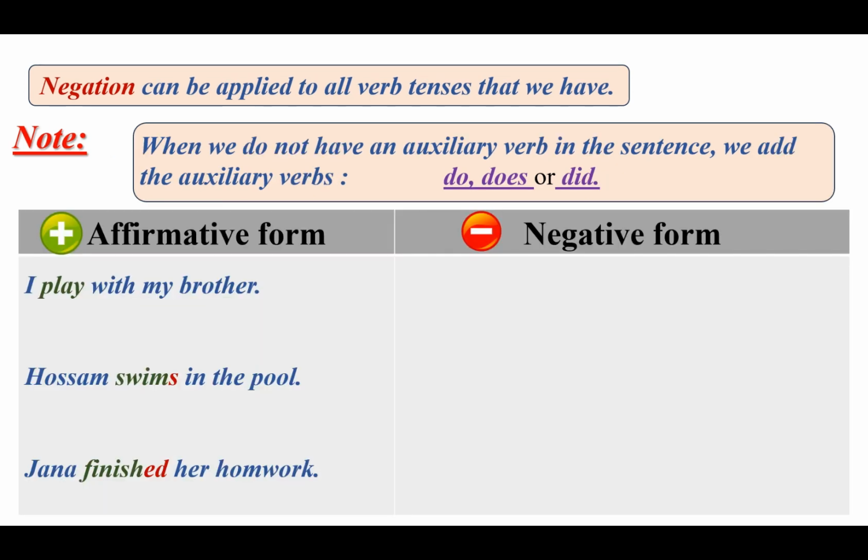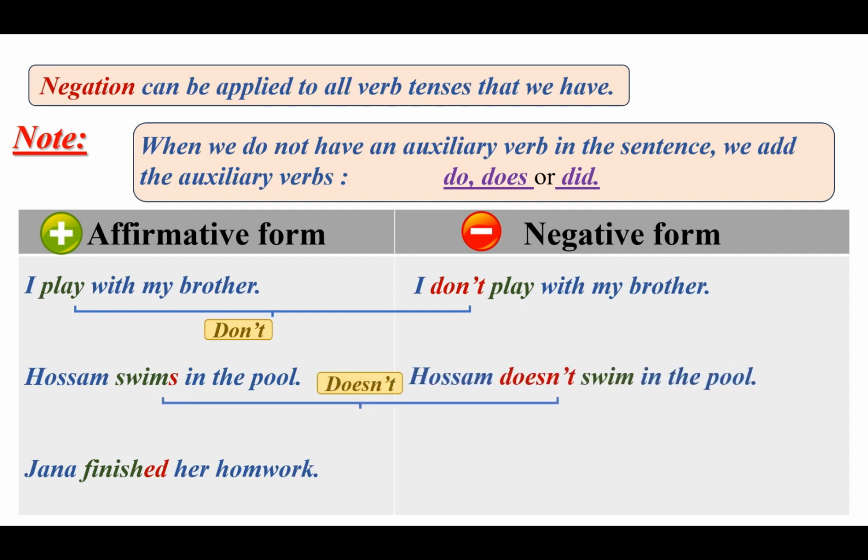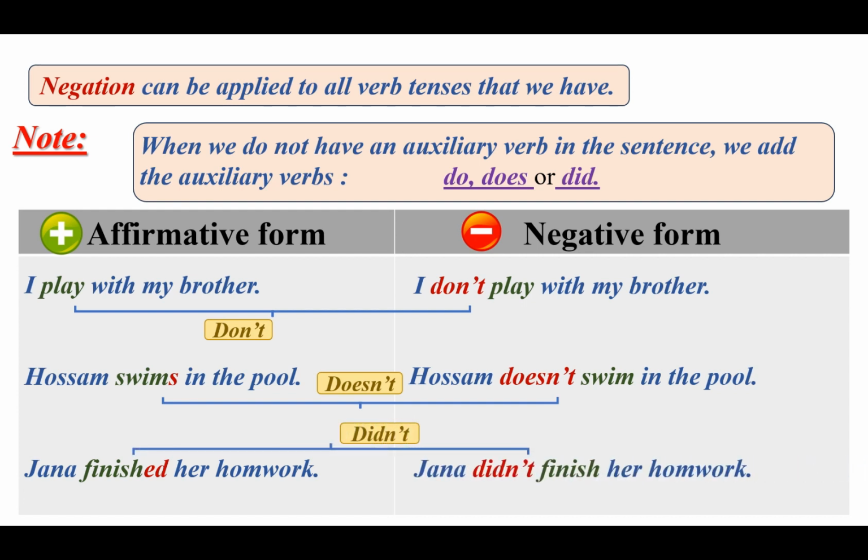For example, in affirmative form, I play with my brother. In negative form, I don't play with my brother. In affirmative form, Hassam swims in the pool. In negative form, Hassam doesn't swim in the pool. In affirmative form, Jana finished her homework. In negative form, Jana didn't finish her homework.